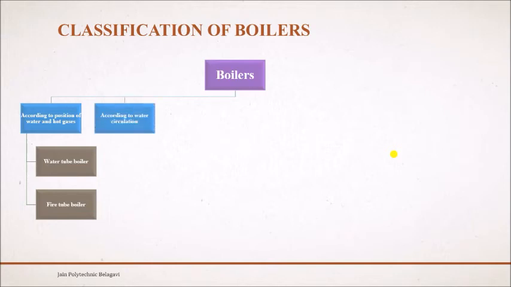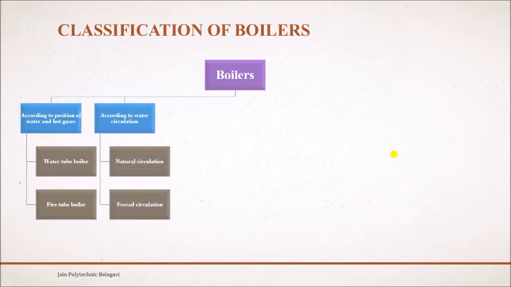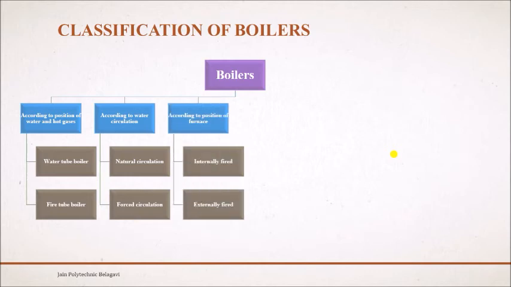Then, according to water circulation, it can be natural circulation or forced circulation. Natural circulation means that no external or mechanical component is required to circulate the water in the boiler. In forced circulation, to supply the water from the storage to the boiler, there has to be some external force, for example a pump. Then, according to the position of the furnace, it can be internally fired or externally fired.